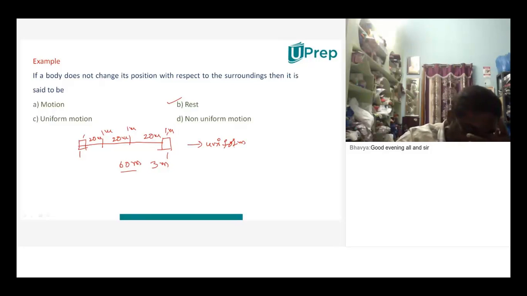Now is this car moving uniformly or non-uniformly? Uniformly. How do you say it is moving uniformly? Because it is moving at constant speed. Generally you have to say it like this: the distance traveled by an object in unit time is called speed. We generally measure speed in meters per second. Suppose I say a car is moving with a speed of 40 meters per second, what does it mean? It covers 40 meters in 1 second.